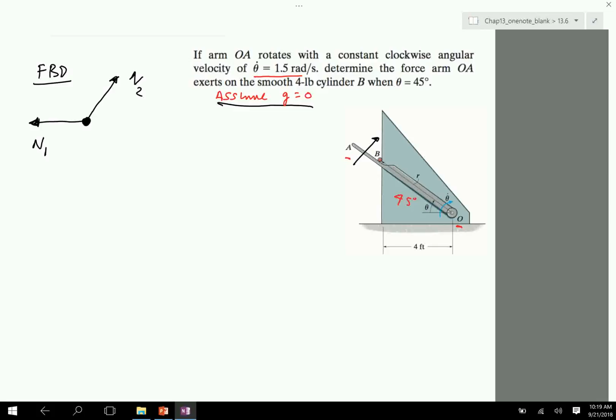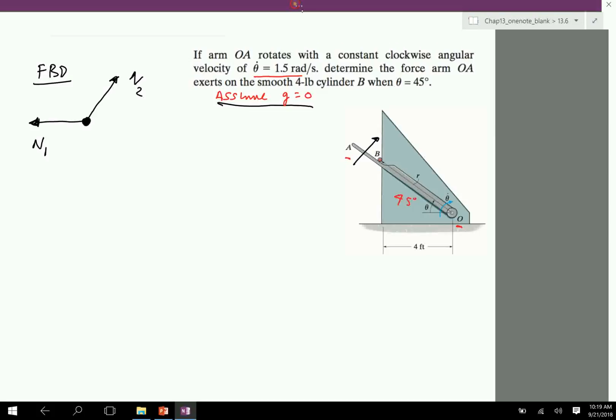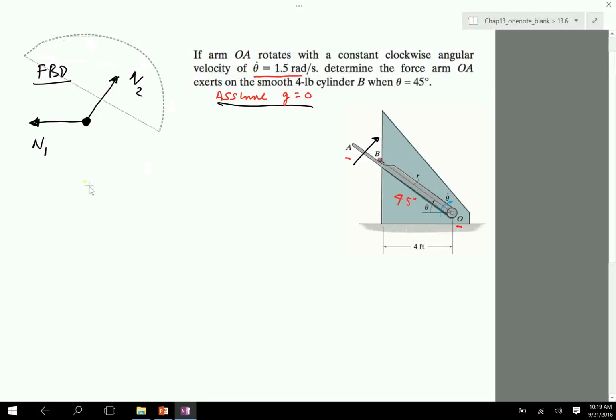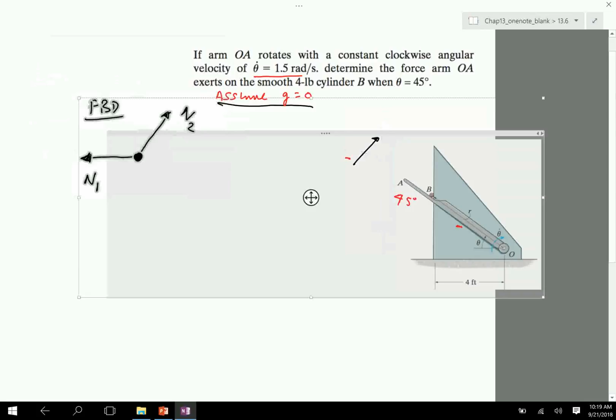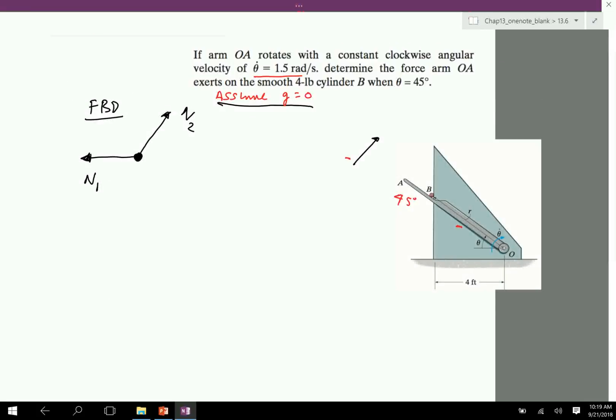We have to also define angles so that we can then resolve forces. In this case, we want to stick with r theta coordinates. So I'm going to draw u theta.